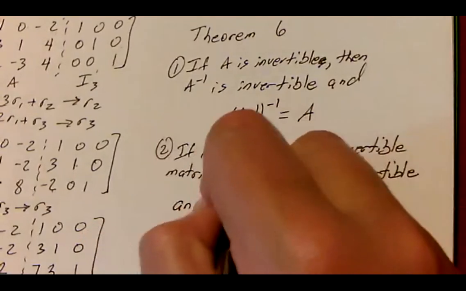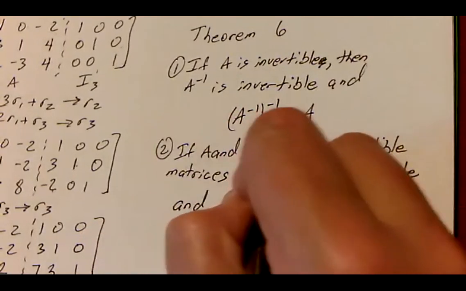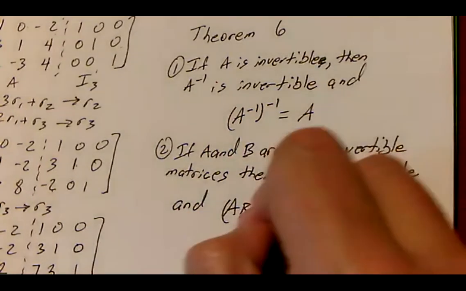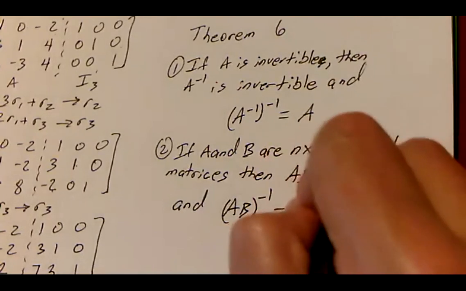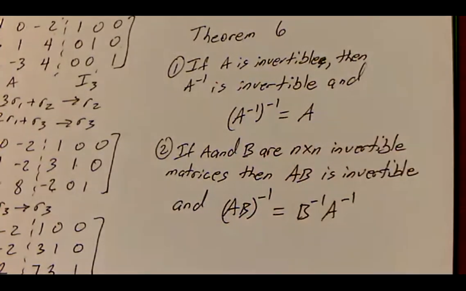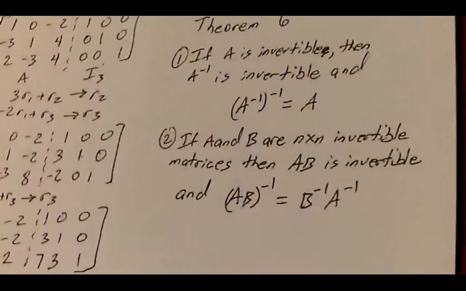And AB inverse, much like transpose from the last section, switches the order. It's B inverse, A inverse. Okay, it switches it around.